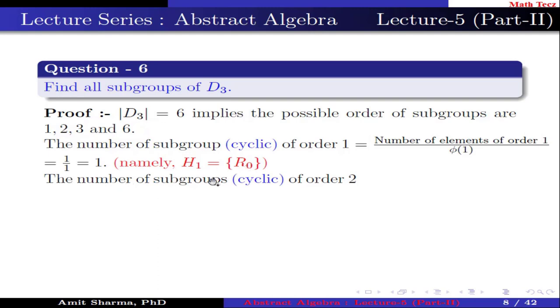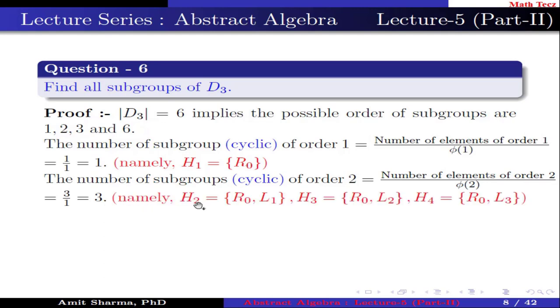The number of subgroups of order 2 which is cyclic equals the number of elements of order 2 divided by phi of 2, which is equal to 3, and the subgroups are H2 containing the elements R0, L1, H3 containing the elements R0, L2, H4 containing the elements R0, L3.